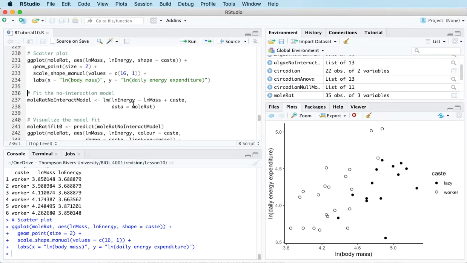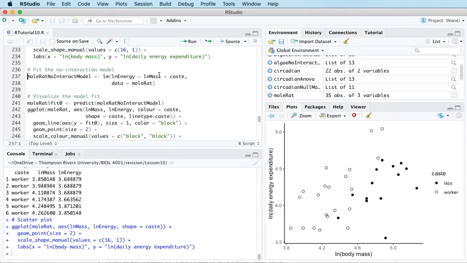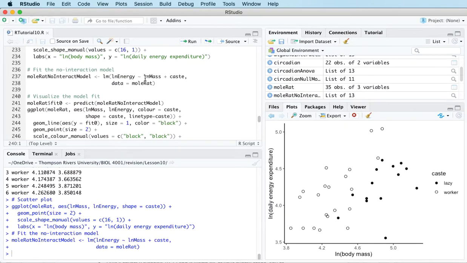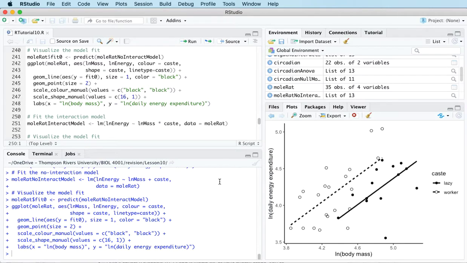So we're going to start off by fitting a no interaction model. If we're fitting a no interaction model, then we just put a plus sign in between the two predictor variables here, and then we can visualize that model fit like this. And just as in the last video when we talked about no interaction models and interaction models, we had a no interaction model where the two lines on the graph were parallel, and so that's the same case here.